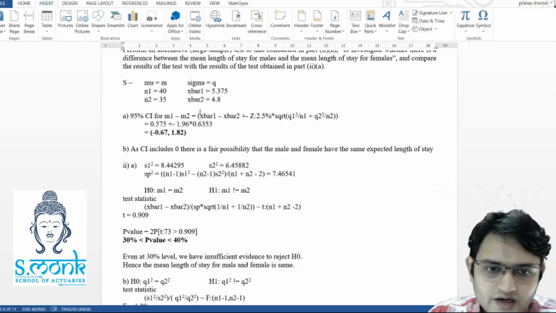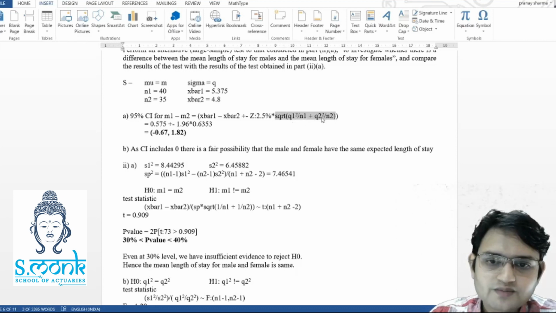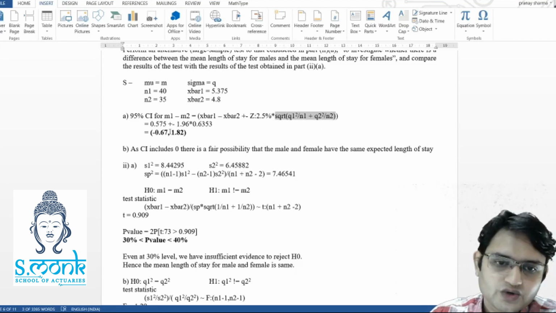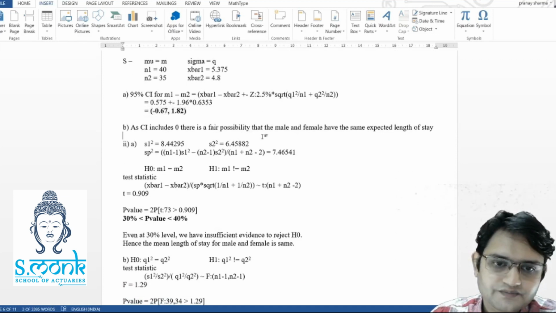And this is our confidence interval: x bar 1 minus x bar 2 plus minus, and then z, you can see I have separated it with a colon, z 2.5%, and then square root of sigma 1 square upon n1 plus sigma 2 square upon n2. So here you can again skip this step and directly write your answer.